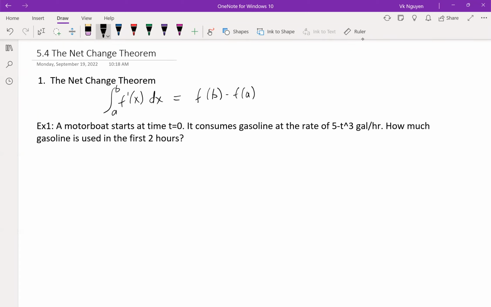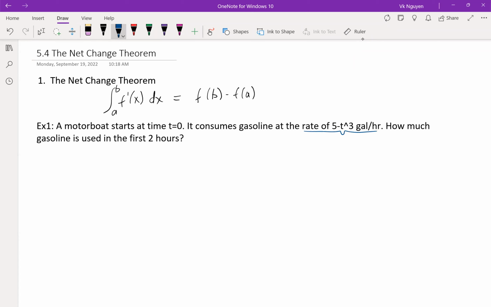Let's take a look at how we use the theorem. Example 1. A motorboat is stopped at time t equals 0. It consumes gasoline at a rate of 5 minus t to the power 3 gallons per hour. How much gasoline is used in the first 2 hours?